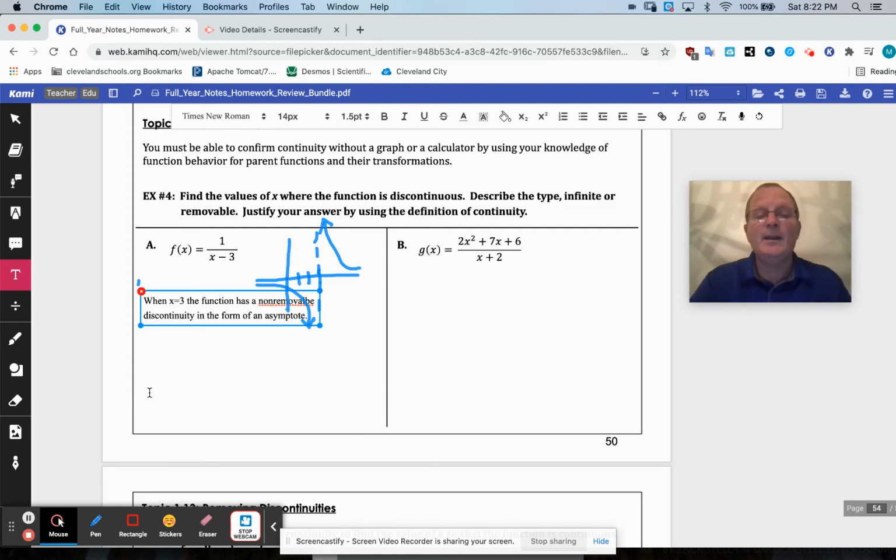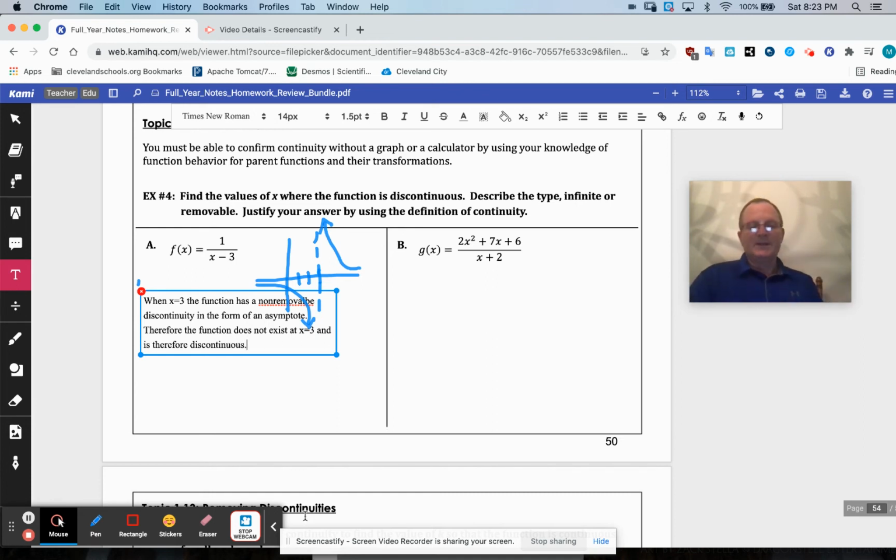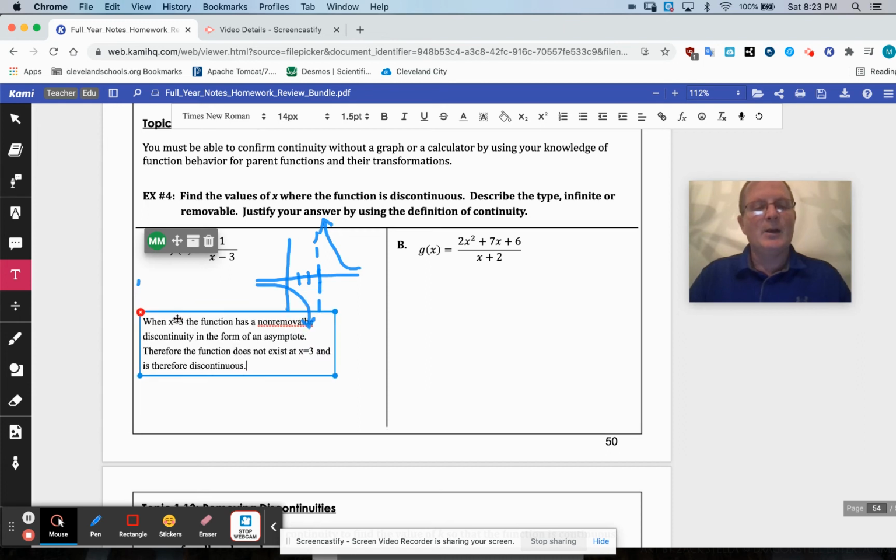And so since that's the case, therefore the function does not exist at x equals 3, and is therefore discontinuous. Something along those lines. That would work out pretty nice.